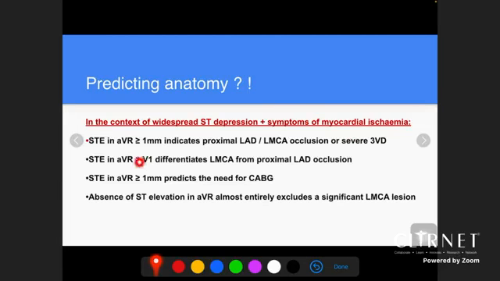If the AVR is more than V1, this indicates left main or proximal LAD. If AVR is more than 1 millimeter, this indicates the patient mostly will need CABG. And the absence of ST elevation in AVR almost entirely excludes significant left main lesion.